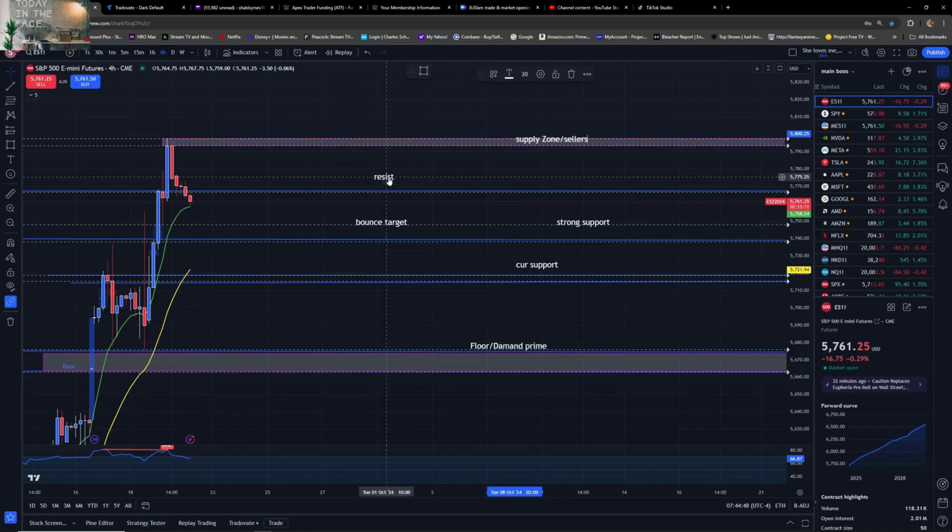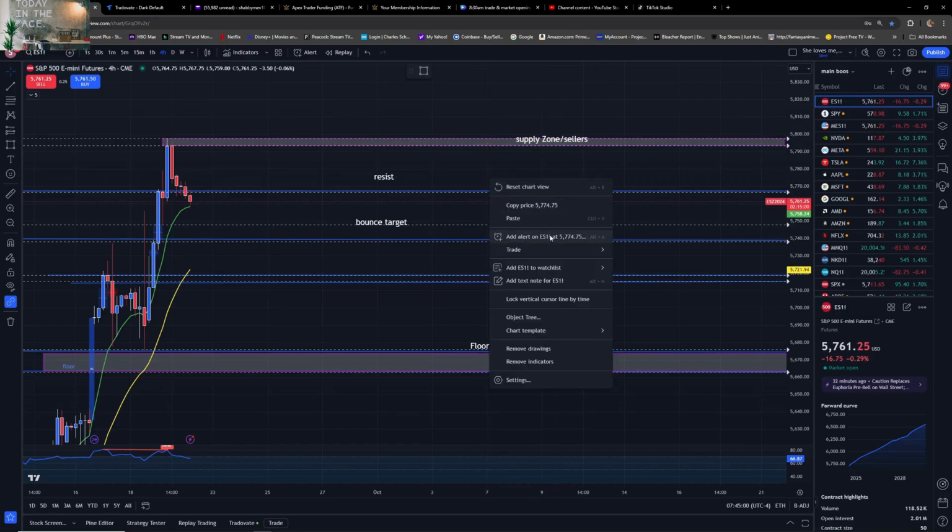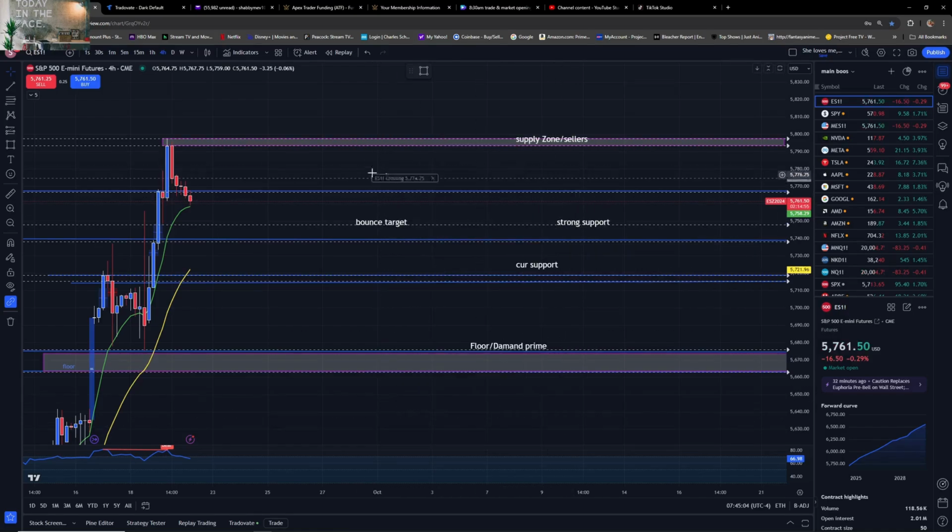So you have your resistance right here where we were supported before. We wick below it, we push below it, we're holding below it. It was resisting right here, we pounced through it. You got your supply zone way up here. We're gonna give you one more level right here. So you got your bounce target, your strong support.